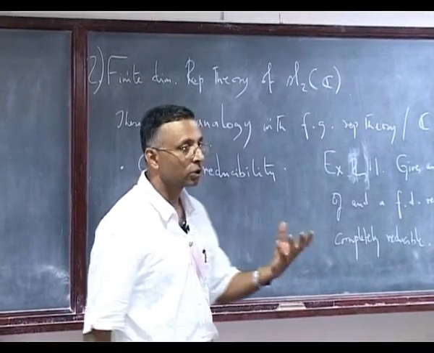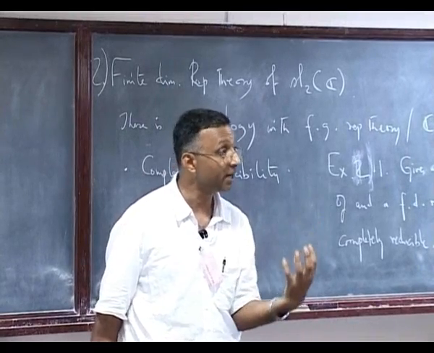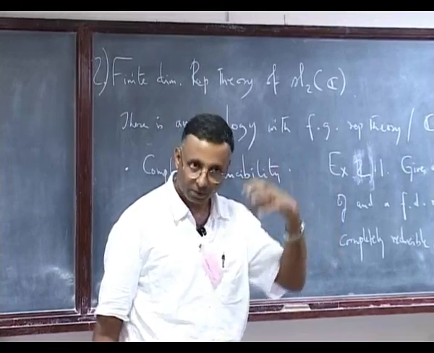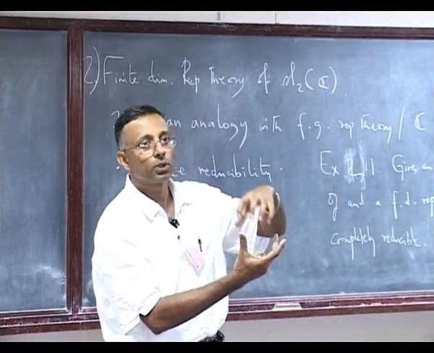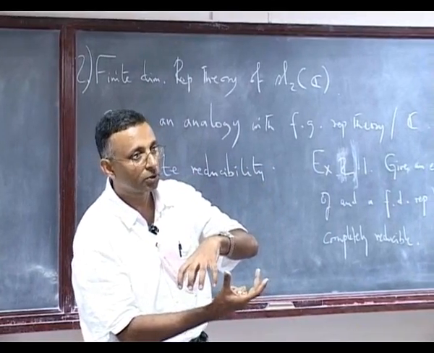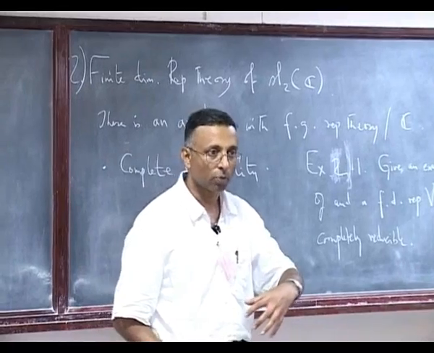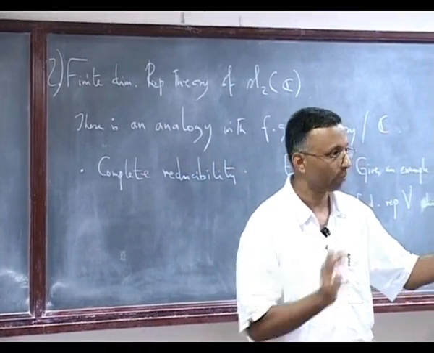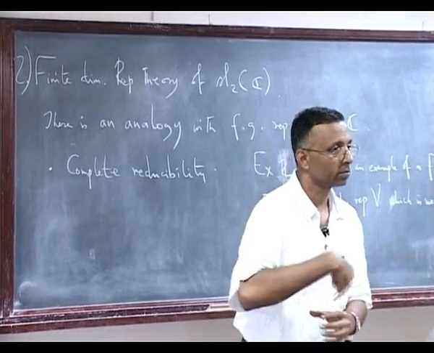Now, simple modules, so you can always find simple submodules just by induction on the dimension. If this is not simple, then it must have a proper non-zero submodule. You go there, and if that is not simple, then it must have a proper submodule, and so on. You can always find a simple submodule. That's not a problem, because you are working over a finite dimensional object to begin with. The problem is that it may not have a complement.